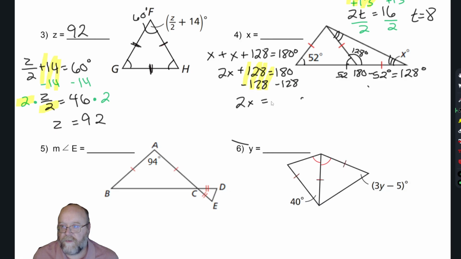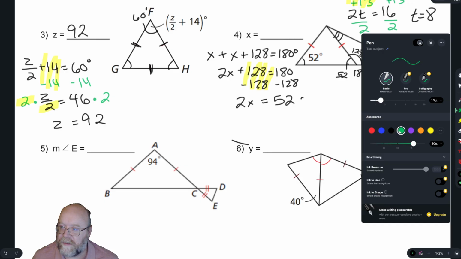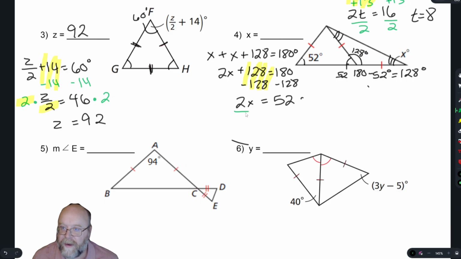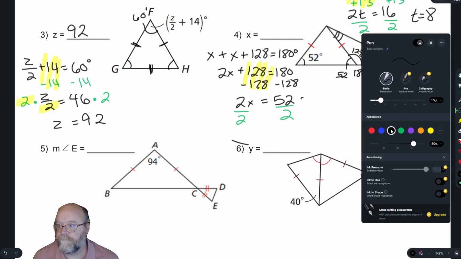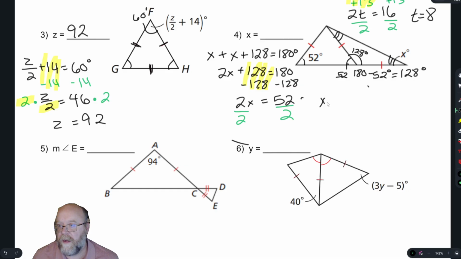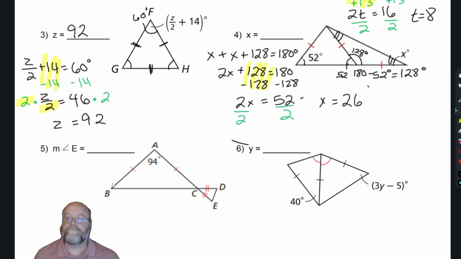2x is equal to 52. What? Is that really 52? 52 like the angle from before? Yeah, bro. Oh, that can't be a coincidence. It's not. I should have used remote interior angles. Divide by 2 on both sides, and x is actually equal to 26.